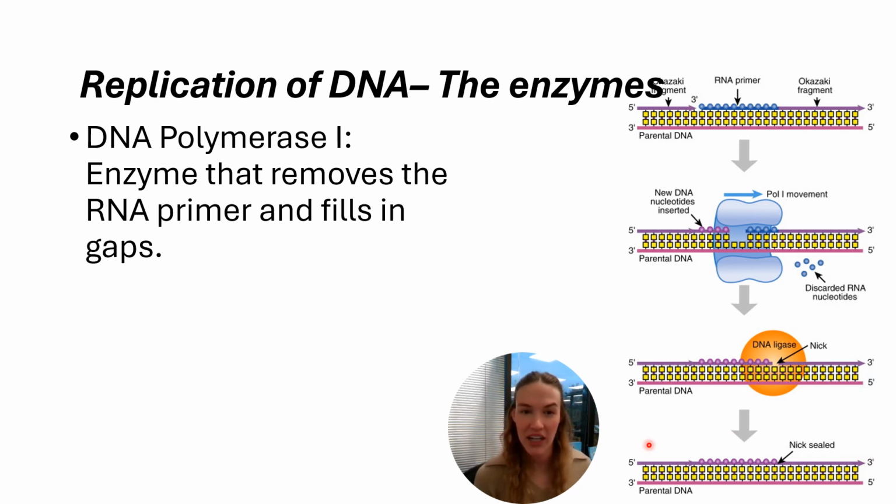So DNA polymerase 1, this is going to remove the RNA primer. I'm trying to make a DNA strand, so I don't want RNA nucleotides in there. So DNA polymerase 1 removes that RNA primer and fills it in with DNA nucleotides. So polymerase, you probably already guessed, polymer, root, you're making a DNA polymer.